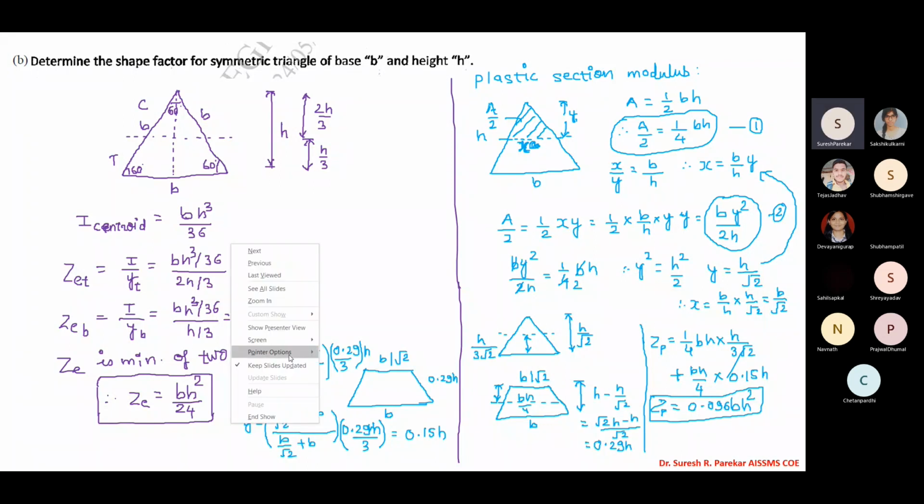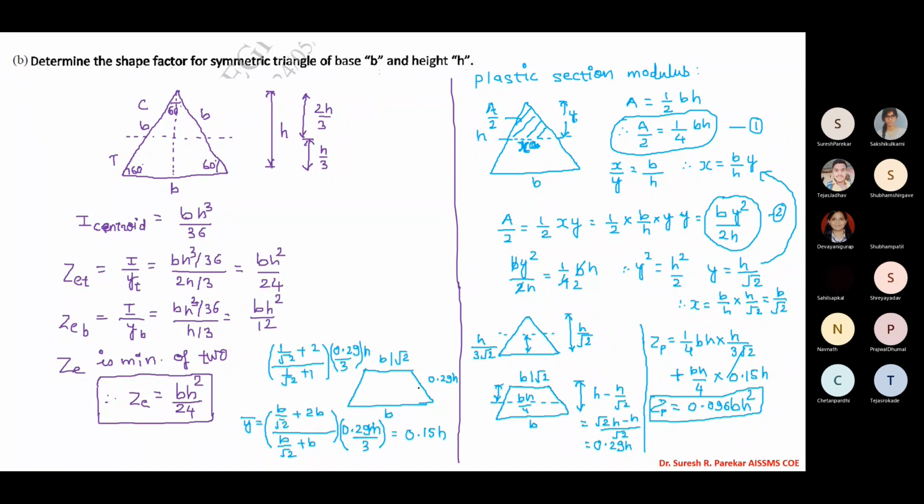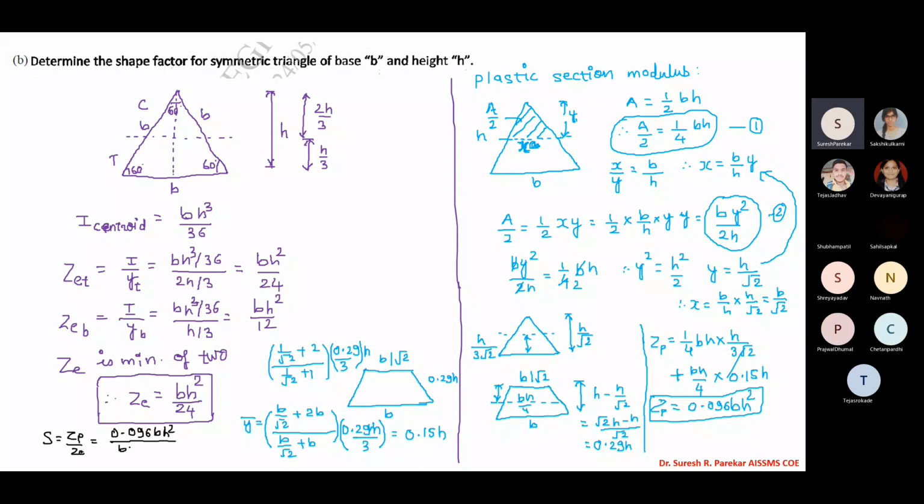And then we can find S equal to ZP by ZE. ZP we have 0.096 BH square, and ZE we have BH square upon 24. And we will have S equal to 2.3.